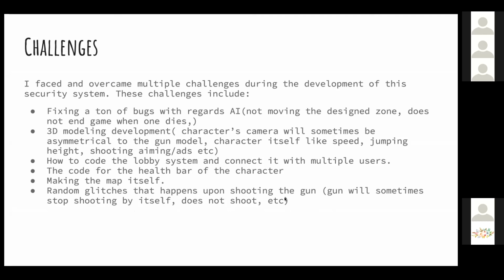The second glitch is that in the 3D modeling development, sometimes the character camera will be asymmetrical to the gun model. This makes it really hard for me to aim, and also affects the character speed, jumping, and shooting. Another one is how to code the lobby system and connect it with multiple users, and the code for the health bar, making the map, a bunch of walls and stuff. And the last one is random glitches upon shooting the gun. Sometimes the gun will stop shooting by itself.